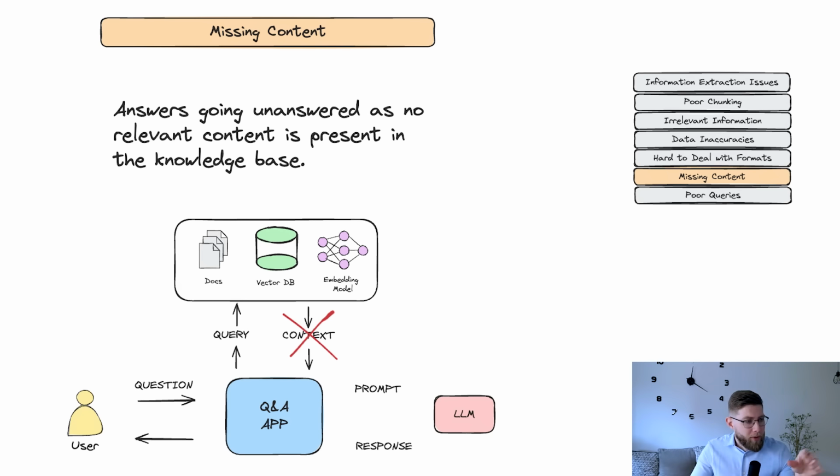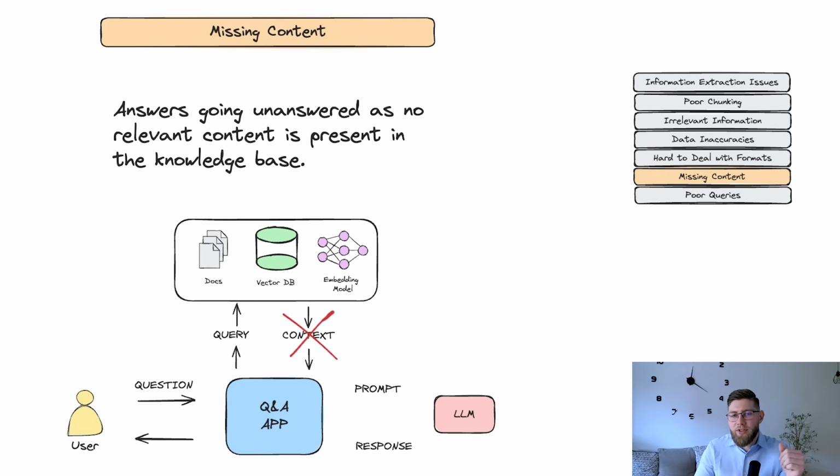Next one, missing content. This is actually the number 1 issue reported in the mentioned research paper, knowledge coverage. Is our knowledge base actually covering all the questions that the user might ask? Here's an example. If a user presents a question and our retrieval system fails to find relevant knowledge articles, it will fail to return relevant context, which then an LLM would use to provide an answer.